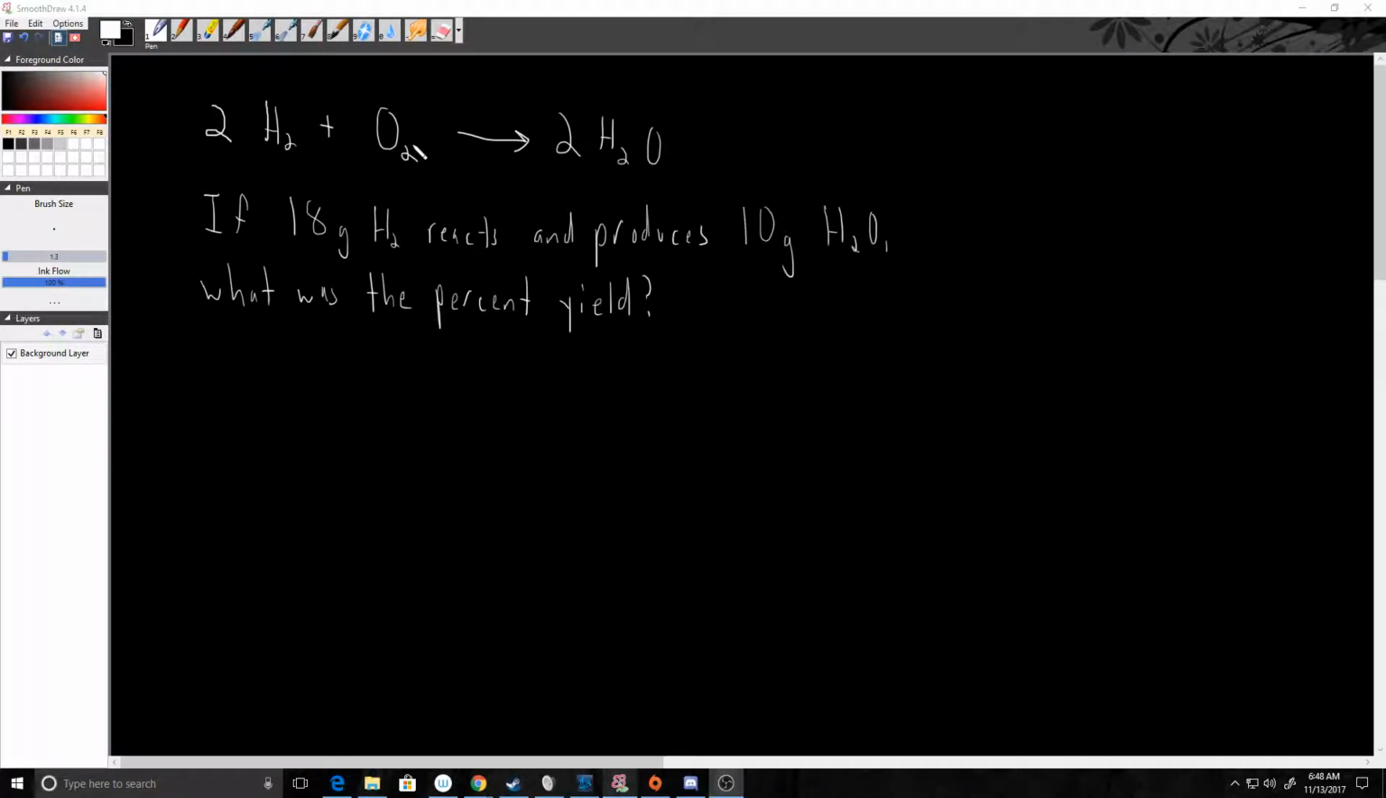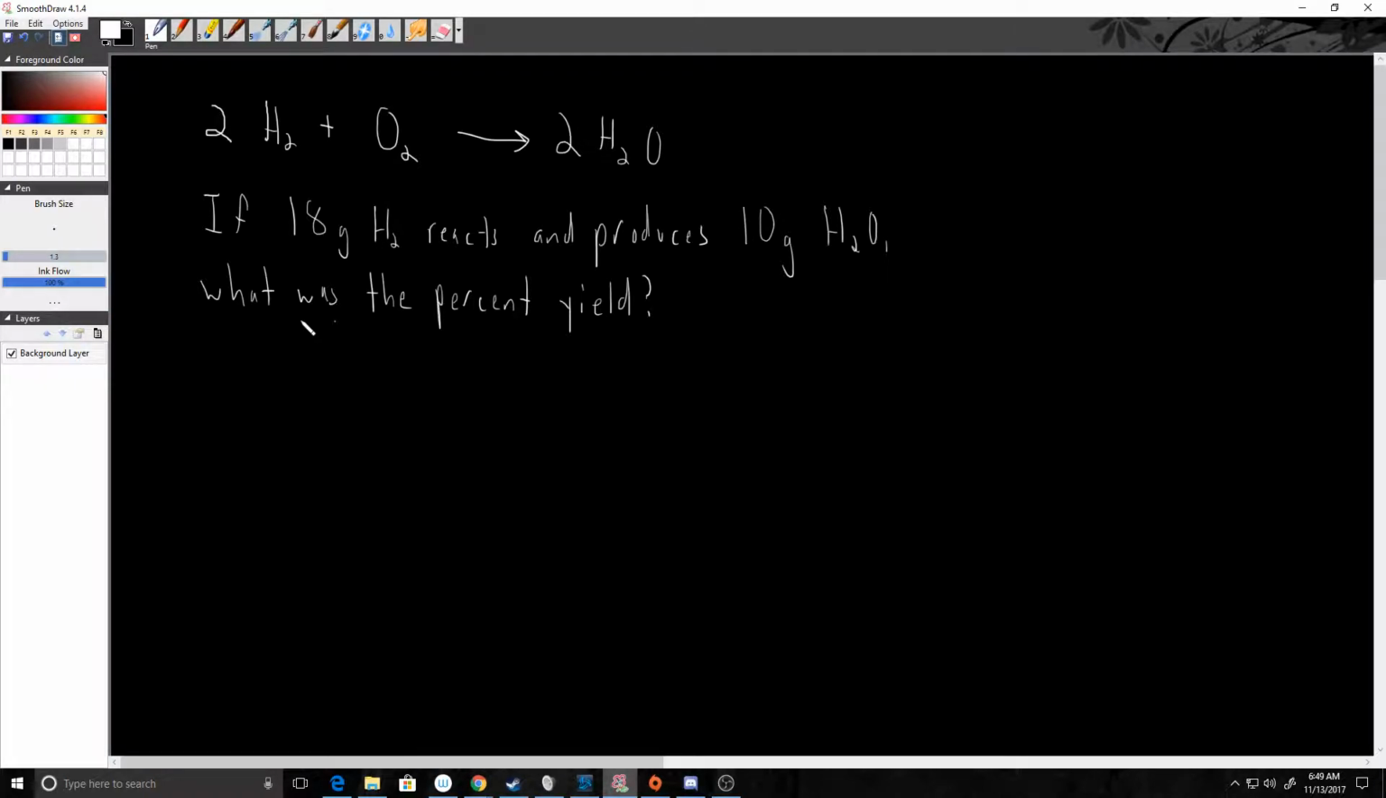So the question that you'll be presented with is: if 18 grams of H2 reacts and produces 10 grams of H2O, what was the percent yield? Essentially, our starting assumption is that not all of my H2 is becoming H2O. And that kind of makes sense. Thinking about molar masses here, H2 has a molar mass of 2 grams, so I know that I'm starting with way more than 1 mole of H2. But the molar mass of H2O is 18, so I'm ending up with less than 1 mole. So I already know I'm losing something here.